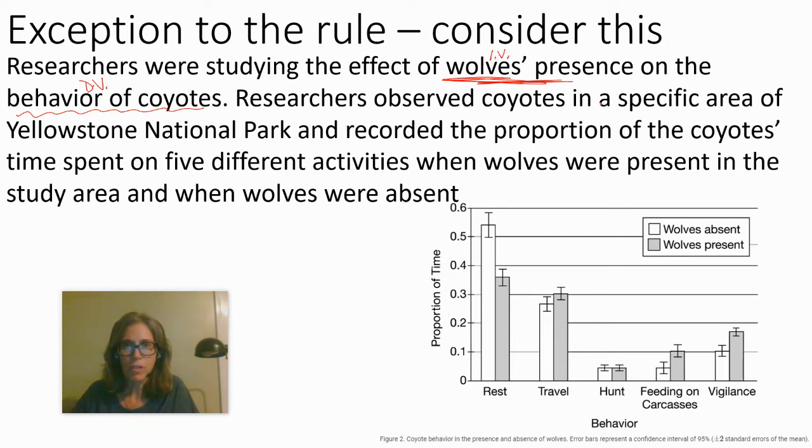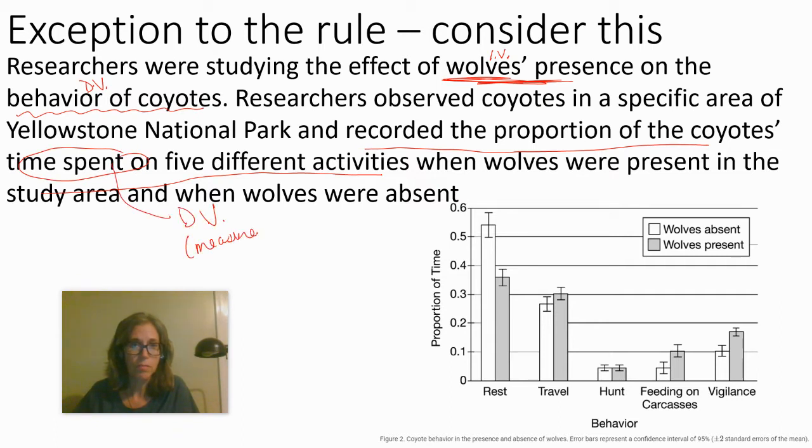Researchers observed coyotes in a specific area of Yellowstone National Park and recorded the proportion of the coyotes' time spent in 5 different activities. So that means what they recorded, right? The time spent, that is your dependent variable. That's what they're measuring. And they measured this when the wolves were present in the study area and when the wolves were absent. So the presence or absence is something they knew ahead of time.